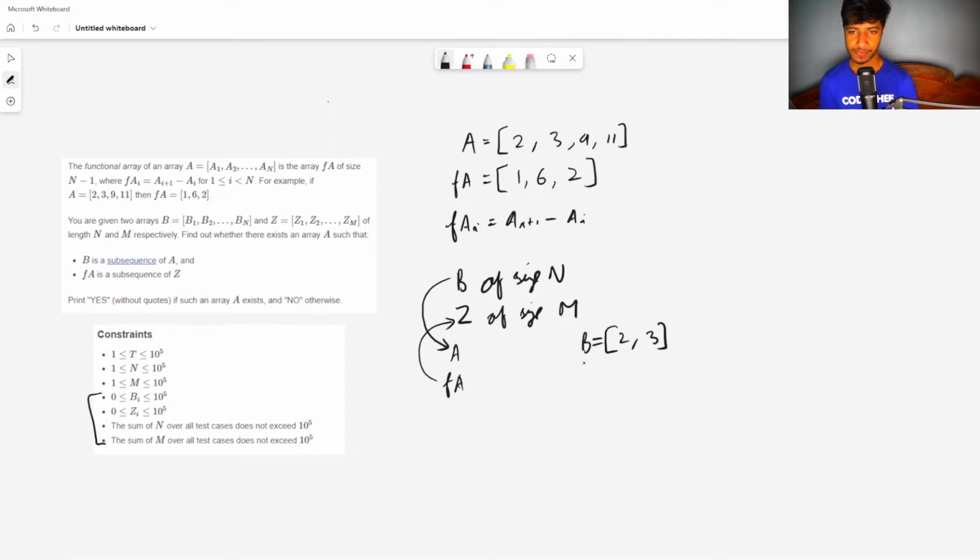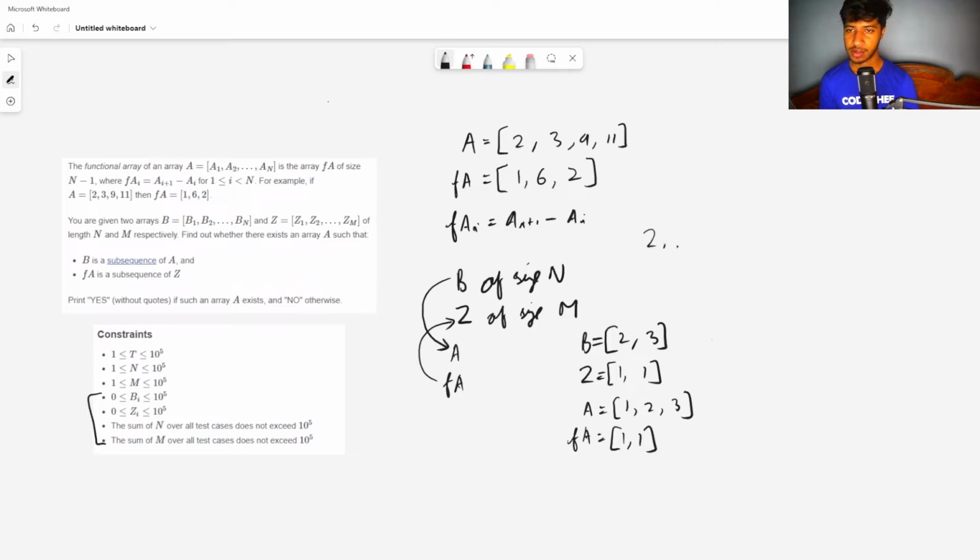This is actually the first test case that we have at hand. B is 2, 3 and Z is 1, 1. So what is a possible A for this? The first test case explanation says 1, 2, 3. What will f(A) be? 1, 1. Here is 1, 2, is B a subsequence of A? 2, 3 is here, 2, 3 is here. So B is a subsequence of A.